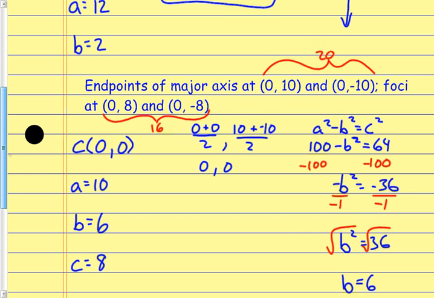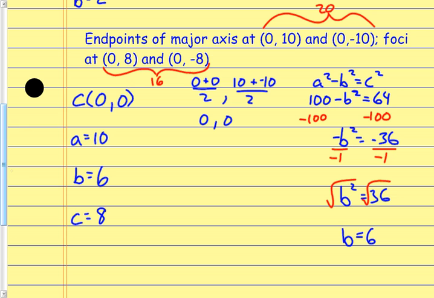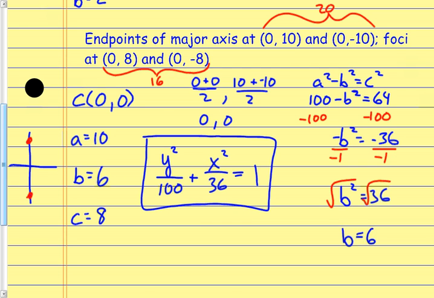All right? And now in terms of vertical or horizontal, again, I might think of this thing in terms of the graph. I'll bring it off to the side here. My major axis at 0, 10, which would be up here, and then 0, negative 10 is down here. This one's also vertical, so I'm going to do (y minus 0) squared over a squared, which is 100, plus (x minus 0) squared, which is just x squared, over the b squared, which is 36, equals 1. And that's it. So again, you find the center, find the a value, find the b value, plug it in.